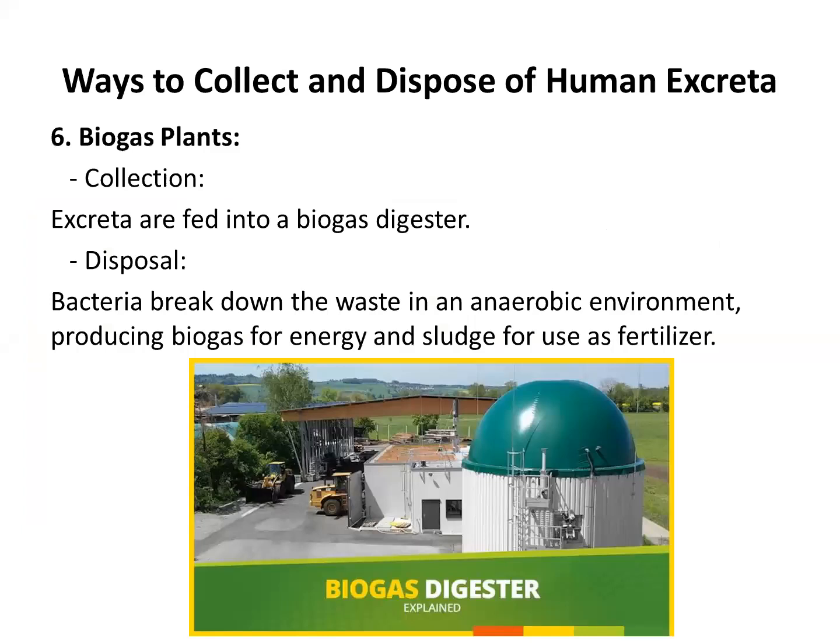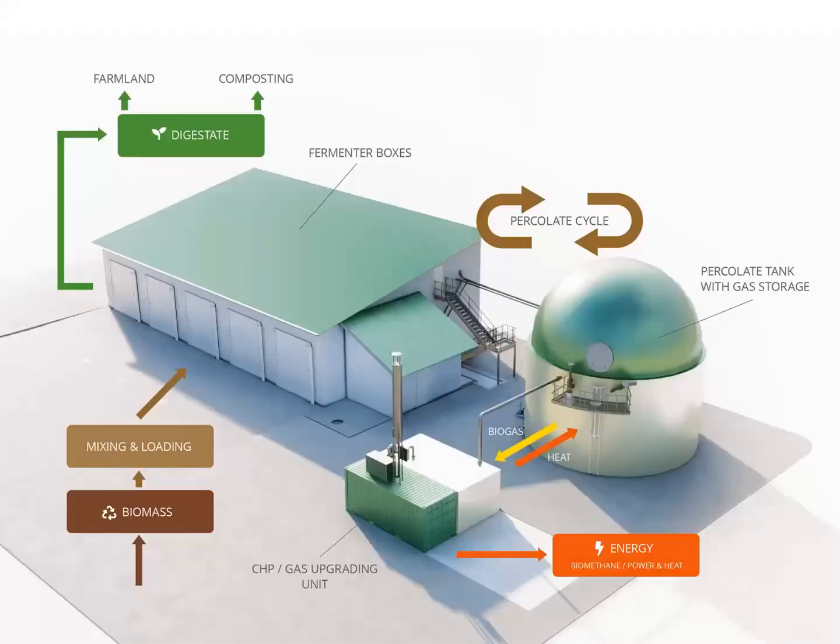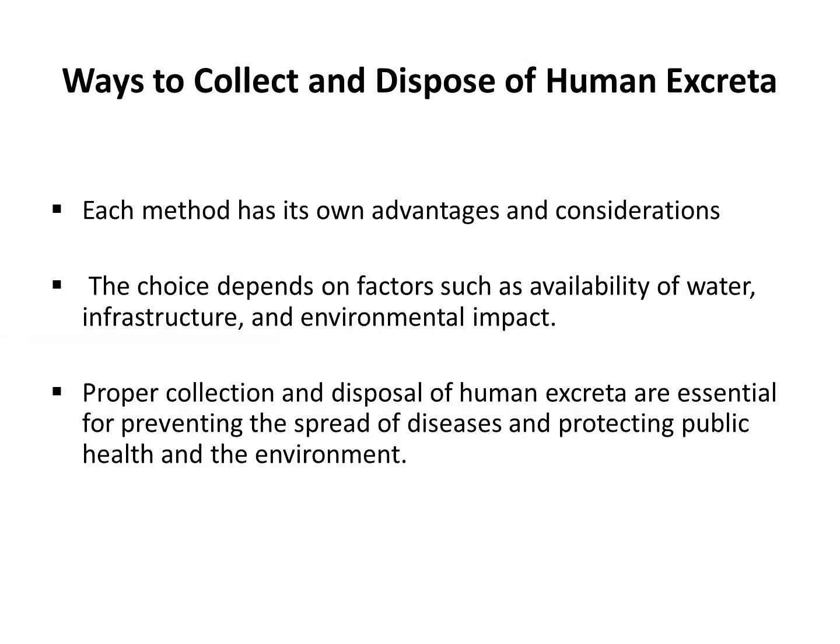And then, of course, there are biogas plants, where the collected excreta are fed into biogas digesters. The bacteria break down the waste in an anaerobic environment, producing biogas for energy and sludge for fertilizer. You can all appreciate this. This is also a biogas digester system. And of course, each method has its own advantages and considerations. Proper collection is important for disposal of human excreta.